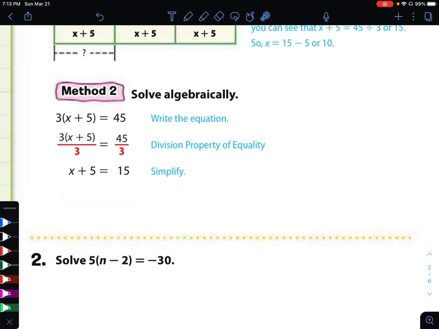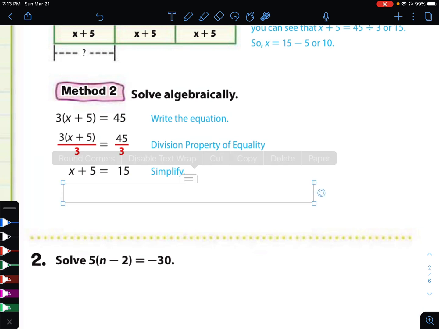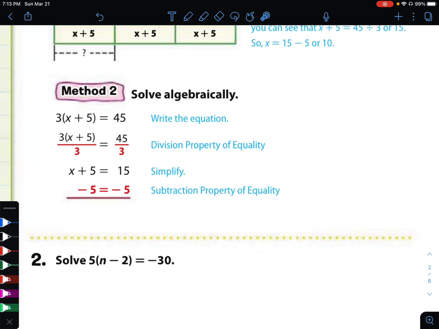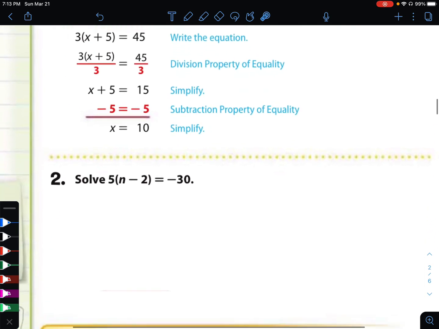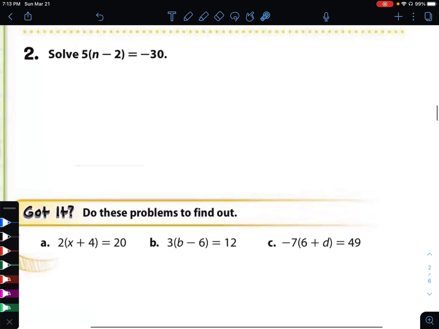So from here, we're left with a one-step equation, meaning we need to undo positive 5. In order to do that, we subtract 5 from both sides of the equation. The 5 cancels out. We're left with x is equal to 10. Okay, so that's how we do example number one. Let's take a look at example number two. We are going to use method two from this point forward.